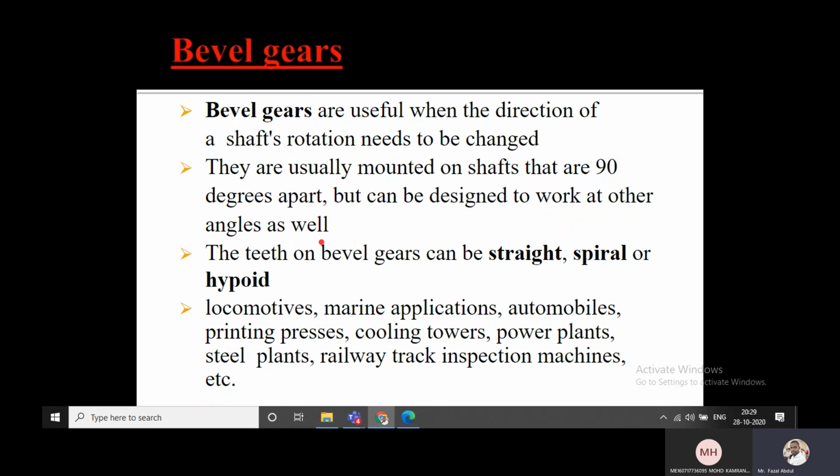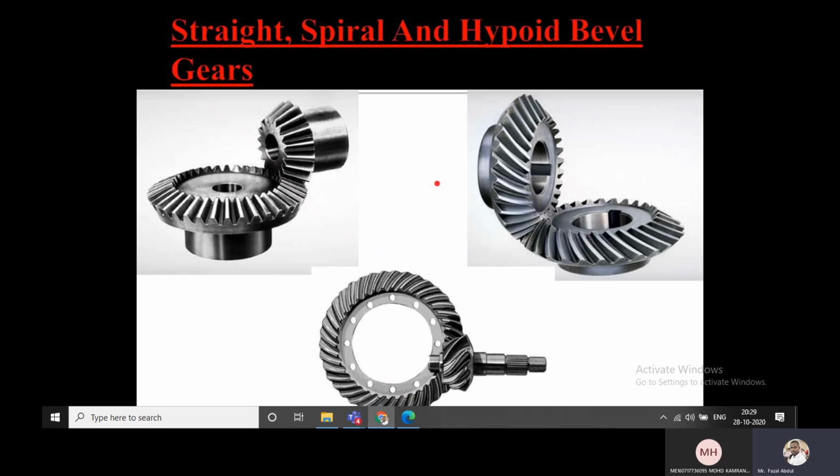Bevel gears come under the classification where the axes are intersecting. Gears whose axes are intersecting are known as bevel gears. So the bevel gears are here. This is the axis of one gear, this is the axis of the other gear, and both are intersecting here. Such gears are known as bevel gears.